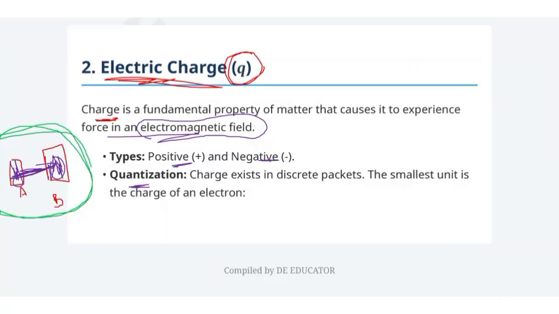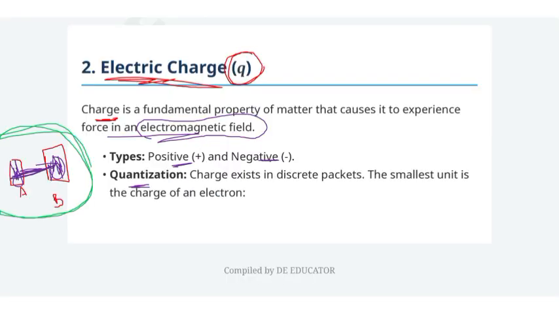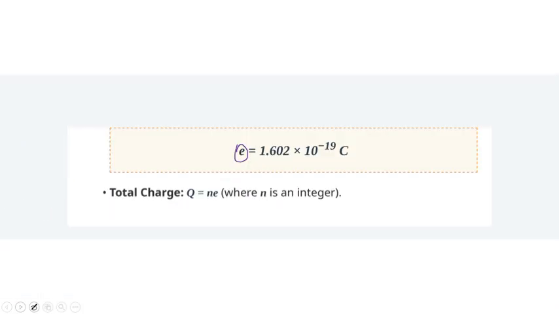All right. Another thing we're looking at is quantization. For quantization, one thing we should take note of is that charges exist in discrete packets, right? The smallest unit of charge is the charge of an electron. So basically, what is the charge of an electron? That is what is represented in the next slide. So this is the charge of an electron.